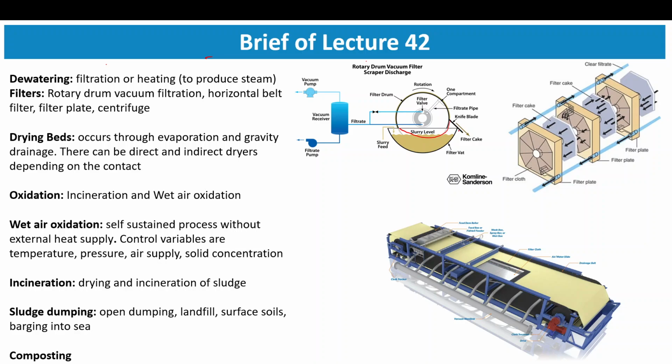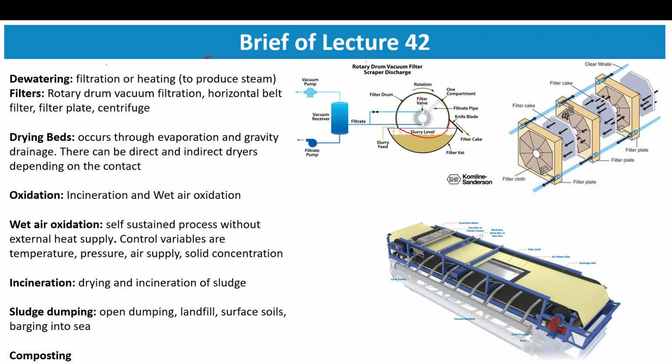There is a knife provided which scrapes the cake after one complete cycle. So after this point, the cake layer has been taken off by the knife, and again the filter is exposed to the slurry. This is the cycle that is followed for filtration using a rotary drum vacuum filter.